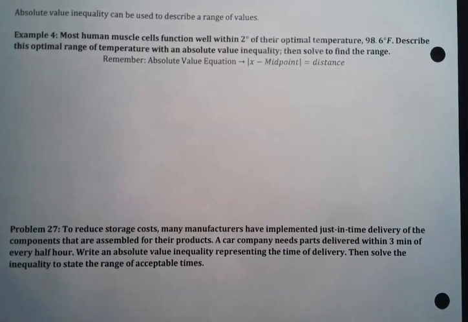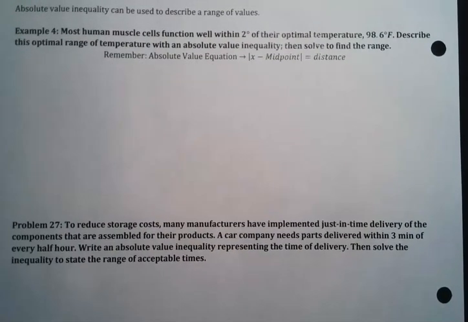All right, so absolute value inequalities can be used to describe a range of values. Okay, so example 4. Most human muscle cells function well within 2 degrees of their optimal temperature, 98.6 degrees Fahrenheit. Describe this optimal range of temperature with an absolute value inequality, then solve to find the range. Okay, so this is a lot easier to figure out, I understand, without using an absolute value. I get that, right? Because it's within 2 degrees of the optimal range, which is 98.6.